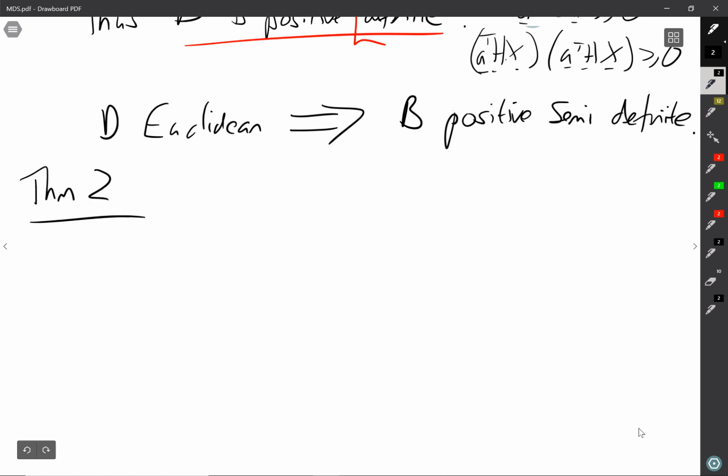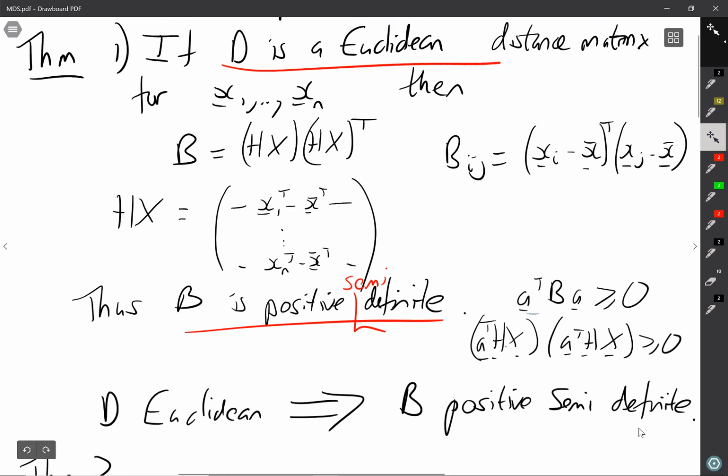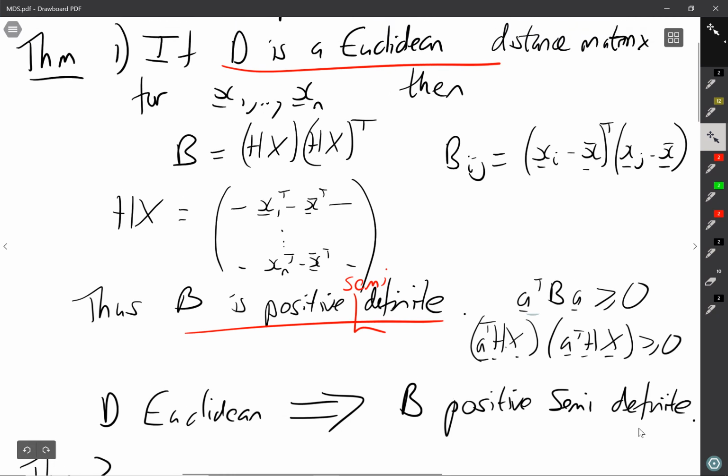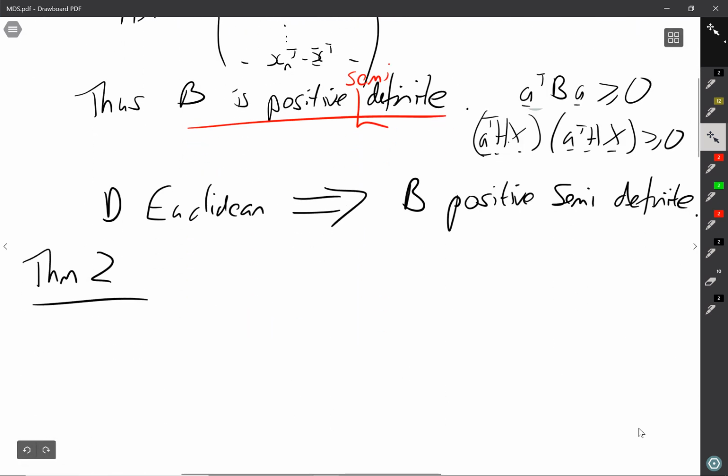The second part of the theorem is a converse to this first part. The first part said, let's suppose that D is Euclidean for data points x1 to xn, and then said something about B: that B is positive semi-definite and can be computed this way. The second part, we're going to start differently. We're going to start with B.